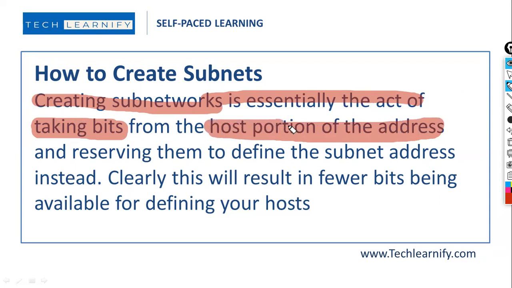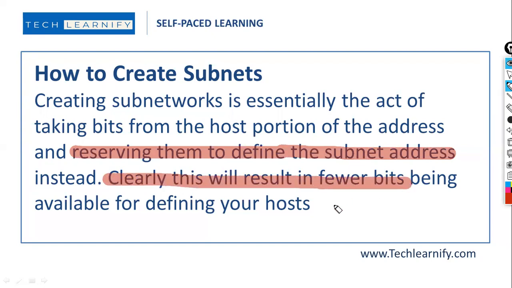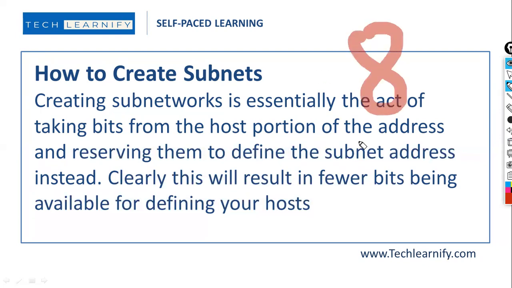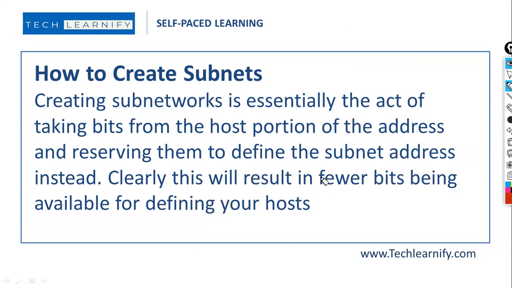And exactly the same thing I did. I borrowed subnet bits from the host portion, right? And reserving them, the borrowed bits are basically subnet bits, right? Clearly, this will result in fewer bits being available for defining your host. Yes, because in class C there are a total of 8 bits for the host, and if we borrow 2 bits, or we take 2 bits for subnet, obviously host bits would then be 6. If we borrow 3 bits, then host bits 5. So yes, fewer bits being available for defining your host.